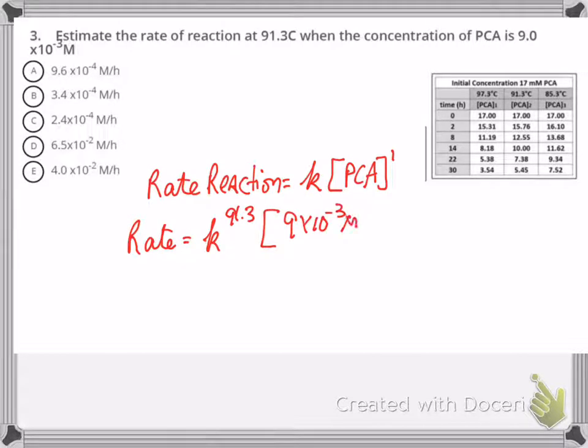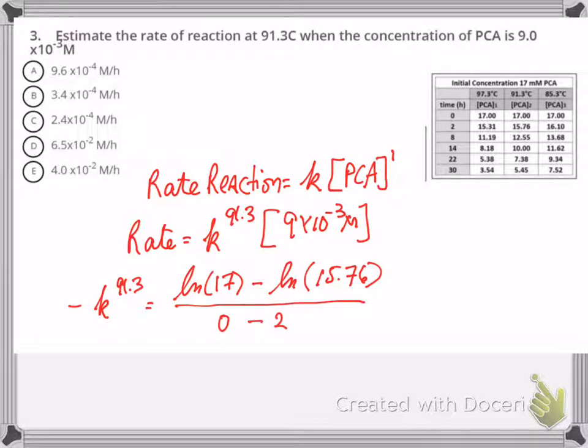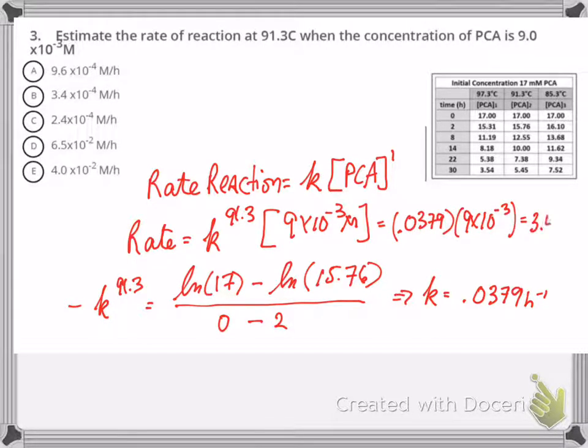Right, so we can just plug in the concentration. Well, for the K at 91.3, we're going to use the same strategy. The ln of 17, we'll use the data point, the first two set, 15.76. We do that, and we see that we're going to get K to be 0.379, which we can plug in for the rate. And now we see we get an answer, 3 times 10 to the minus 4 molar per hour. That gives us B.